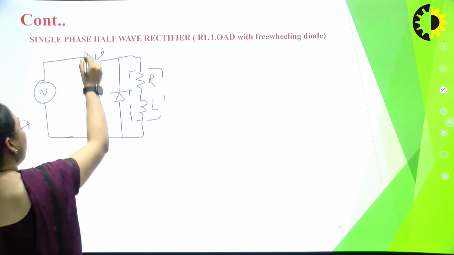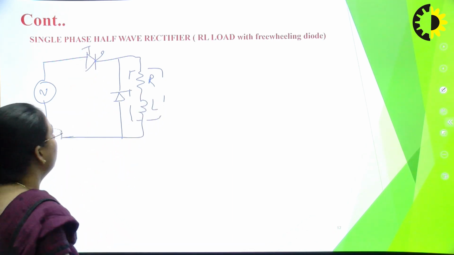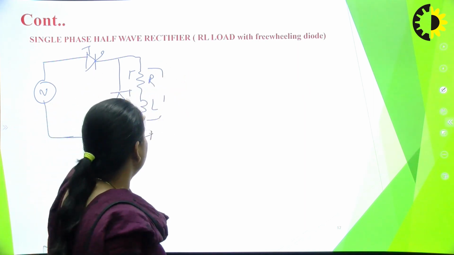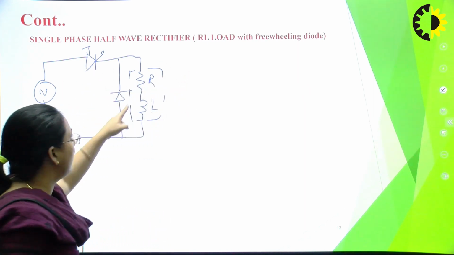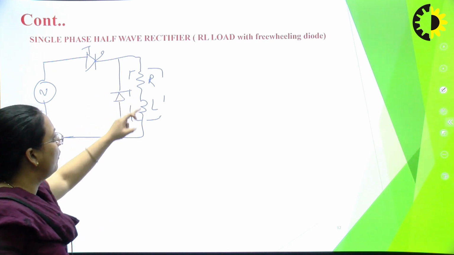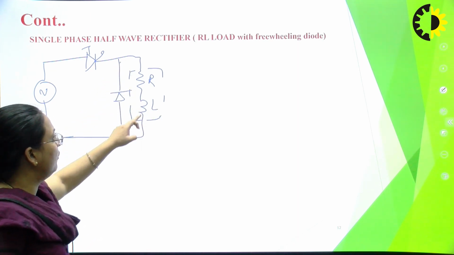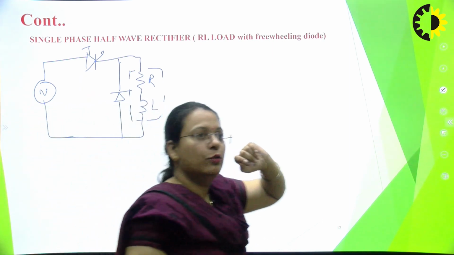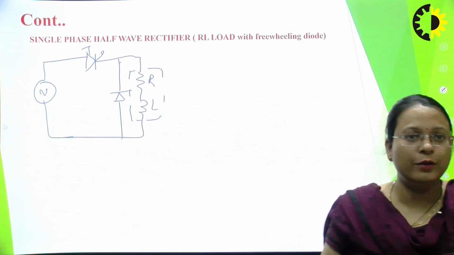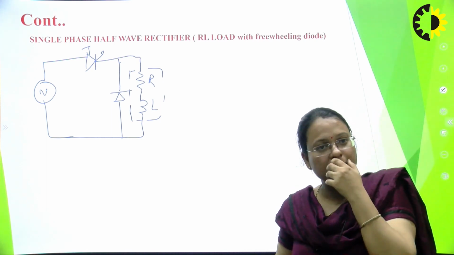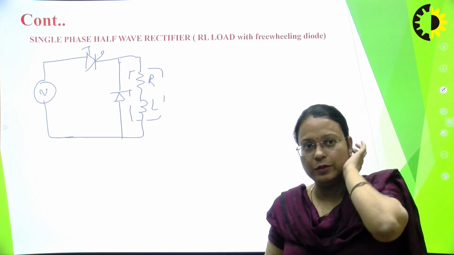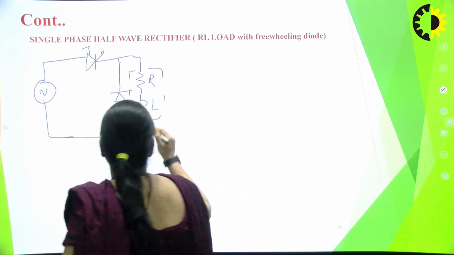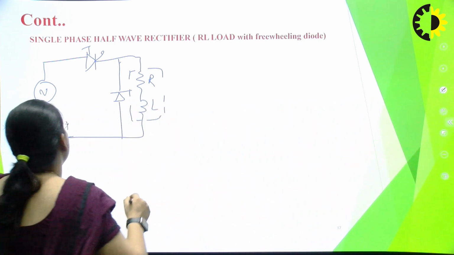So what will happen when the thyristor is in the negative half cycle? Now this inductance will forward bias this diode, and the energy of the inductor will be released through this diode instead of the thyristor. So the thyristor will get turned off during the negative half cycle at omega t equals pi, and this inductor will not force the thyristor to remain in the on state.